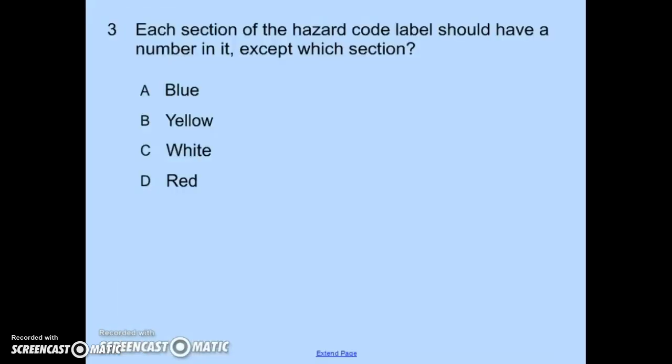Alright, so each section of the hazard code label should have a number in it except which one. One of them has something different about it. You should know this one as well. So, I'm going to move on here.